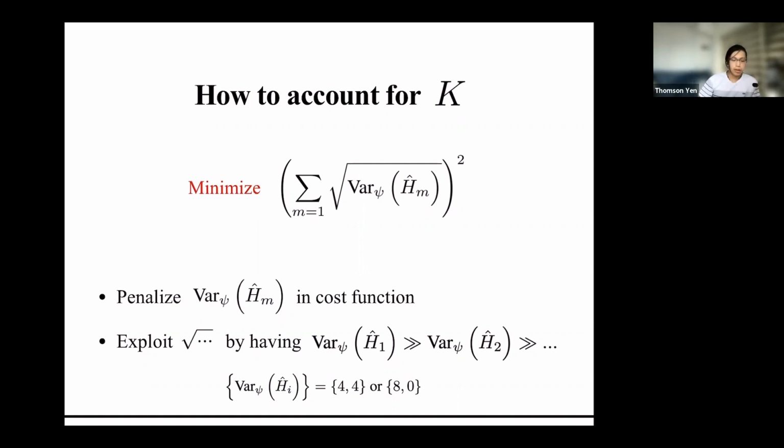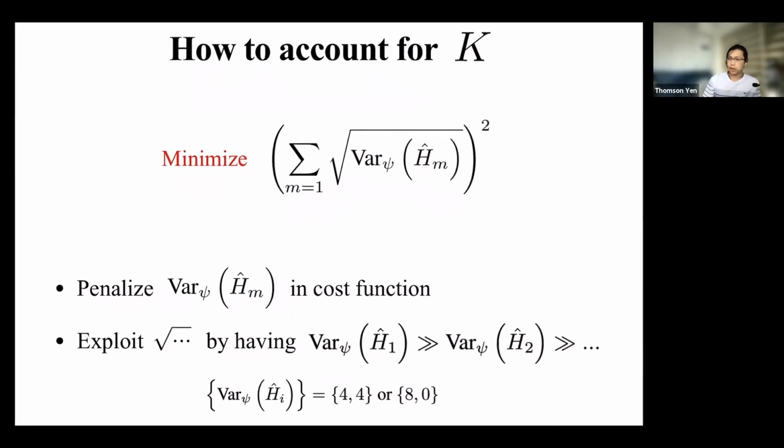The second heuristic is that you want to exploit the property of the square root function. So this is a sum over square roots of the variances. And the way you reduce this kind of equation is generally you want to have an uneven distribution of variances of the terms. So for example, you want the variances of the first two terms, or the first few terms, to be a lot larger than the rest of the fragments.